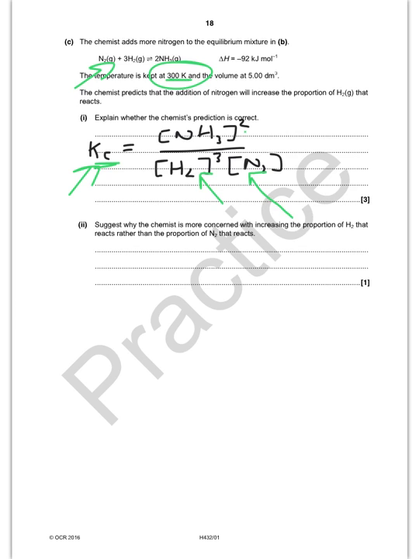Suggest why the chemist is more concerned with increasing the proportion of H2 that reacts rather than nitrogen. Well, it's because nitrogen is obtained from the air and hydrogen must be manufactured. It doesn't occur naturally.